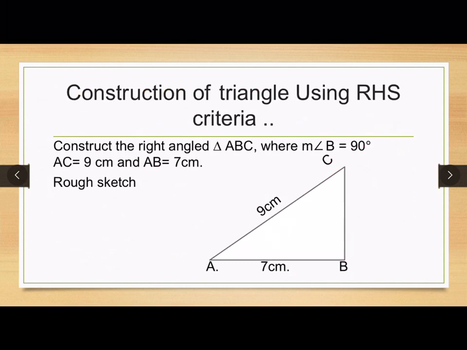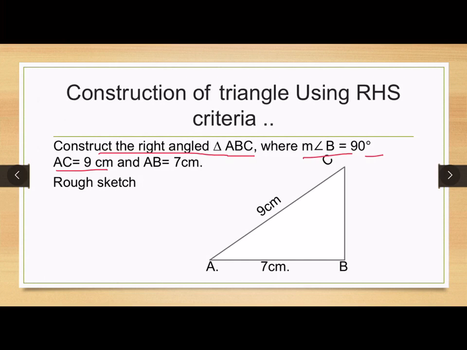Construction of triangle using RHS criteria. So now we will discuss right angle triangle. How to construct a right angle triangle whose hypotenuse and the length of any one side is known. Okay. So construct a right angle triangle ABC where the angle B is equal to 90 degree and AC, that is the hypotenuse of this triangle.